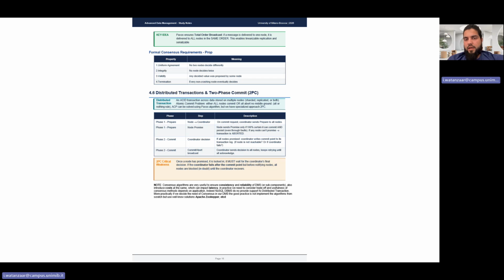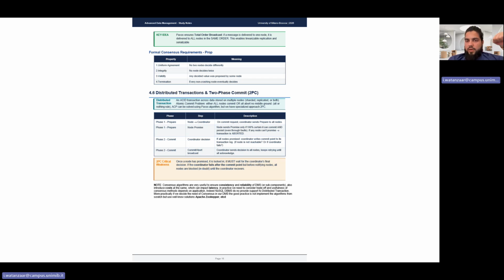So in the last phase, phase two, committing, the commit or abort is broadcast to let all the nodes know what happened. The coordinator sends the decision to all nodes, retrying until all acknowledge. So all of them acknowledge whatever decision has been made, either abortion or committing, and the coordinator should receive the acknowledgement.